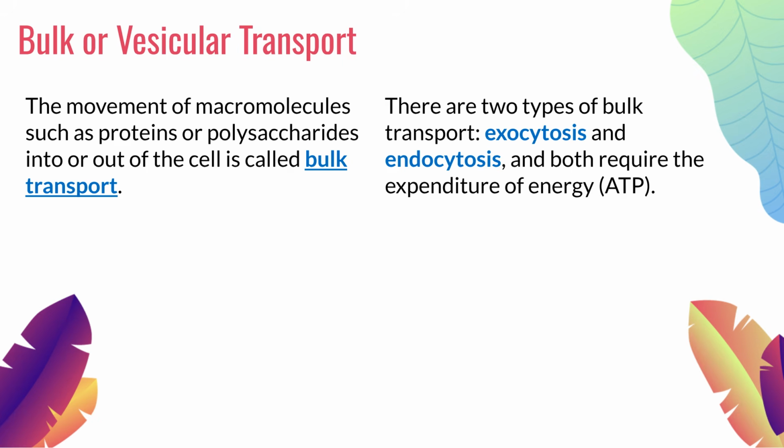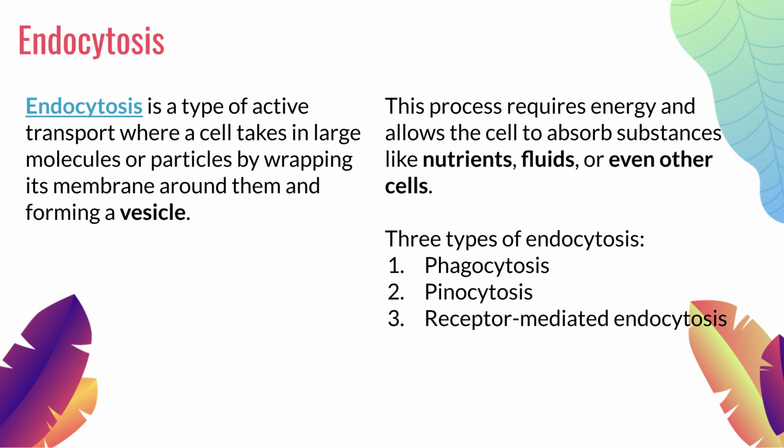Bulk or vesicular transport moves macromolecules like proteins and polysaccharides into or out of the cell. This process requires energy in the form of ATP. There are two types: endocytosis, which brings materials into the cell, and exocytosis, which releases materials from the cell.